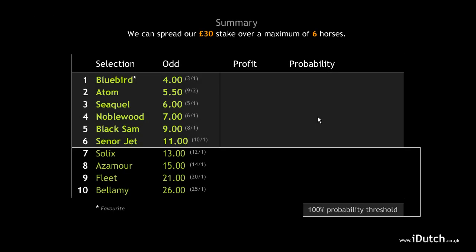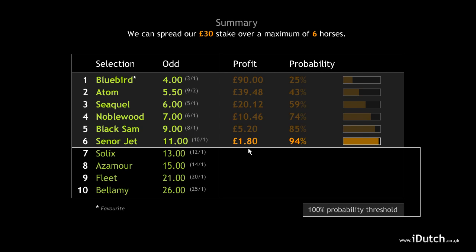In conclusion, we can cover a maximum of 6 horses with our £30 stake. This table is a summary of all the examples that we have just seen. A single bet on the favourite has a potential profit of £90, but the probability of a win is quite low. Favourably, we would cover more than 1 horse and instantly increase our chances of winning. We could cover the top 2 horses with a profit of £39, or the top 3 horses with a profit of £20, or the top 4 with a profit of £10, and this continues until we hit our threshold, which in this example is 6 horses.